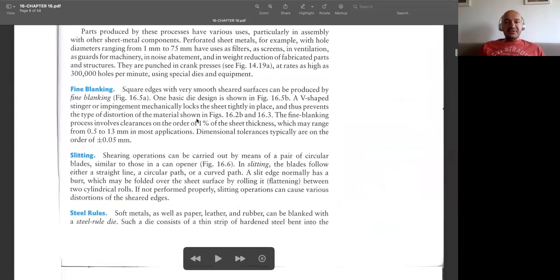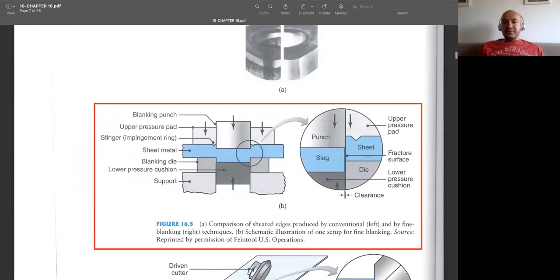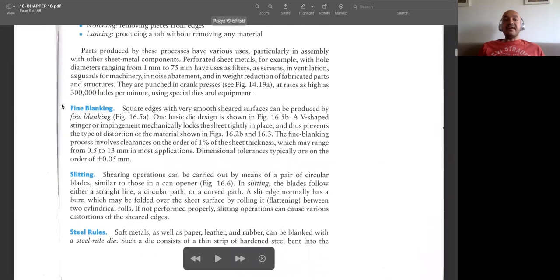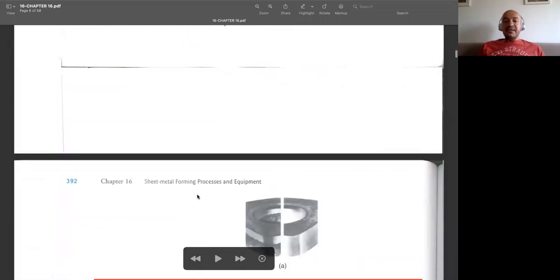These are some details. Make sure that you go through the details of these processes. Now I will be focusing on fine blanking. We discussed blanking, but what is fine blanking?